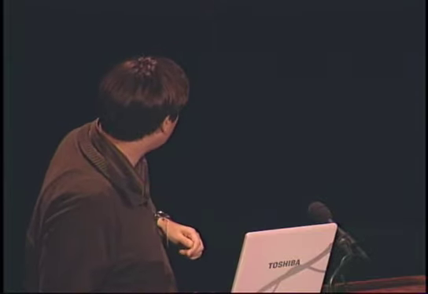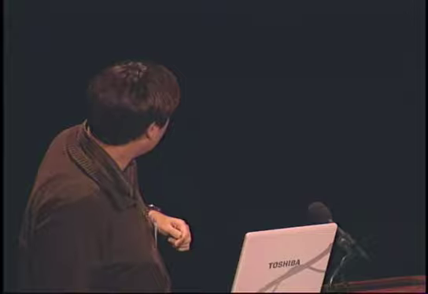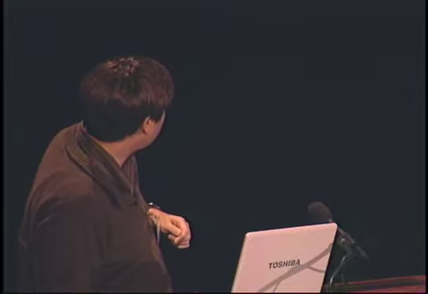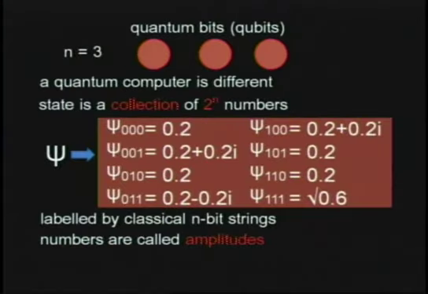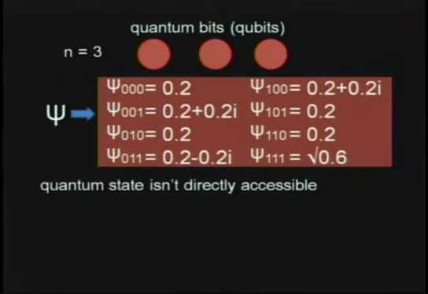So these numbers are called amplitudes. They're complex numbers. So what I've shown you is the state of a 3-qubit quantum computer. We label the whole collection by psi, and this is what psi is made up of, these 8 numbers. And that's it. That's a perfectly good 3-qubit quantum state. In fact, you could make that using existing technology. We'll come back to that a little bit. Okay, so there it is.